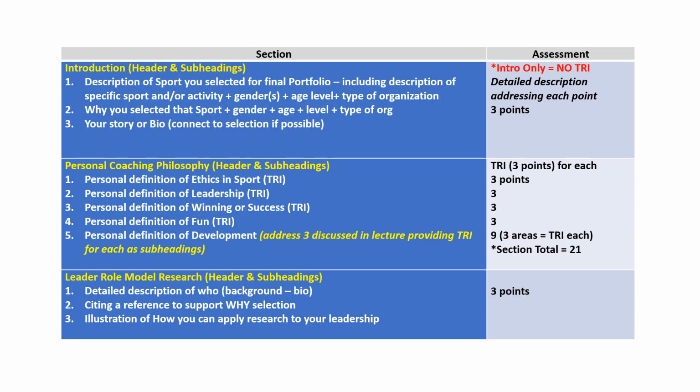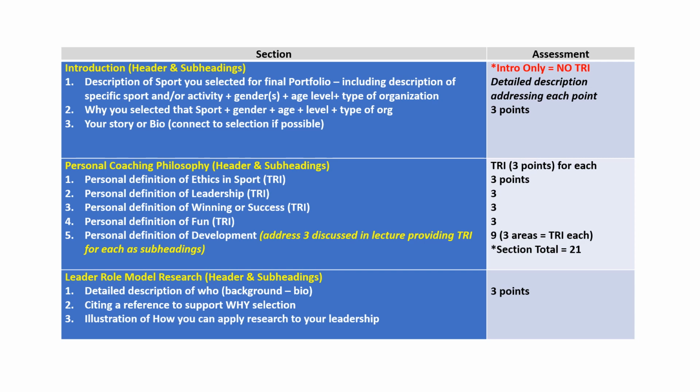And then third, you need to tell me how you will do that. Give an illustration using I and we statements within your program. Pretend you are the head coach of that program. Give a concrete example of how you're going to demonstrate ethics in your program. Then you can see 2 is leadership, 3 is definition of winning or success, 4 is fun, and 5 is definition of development. Now with number 5, you can see that was worth 9 points.